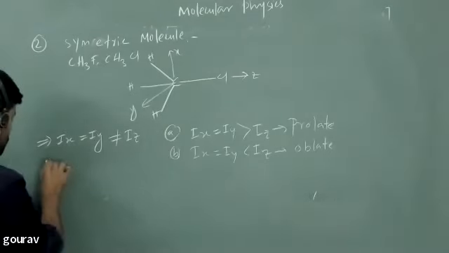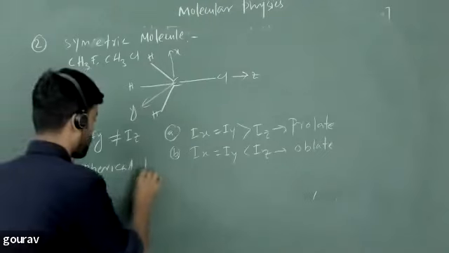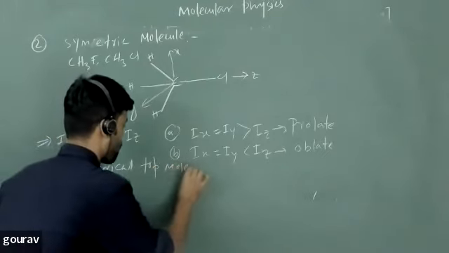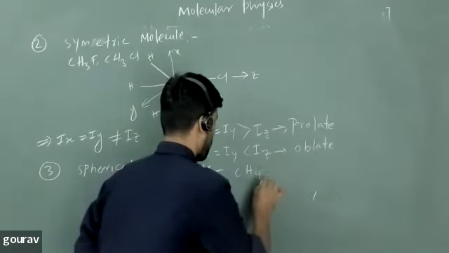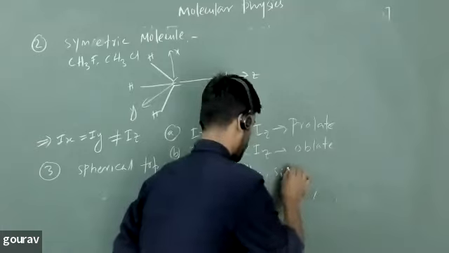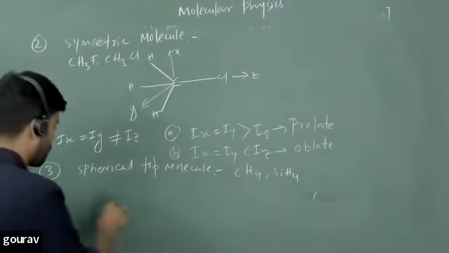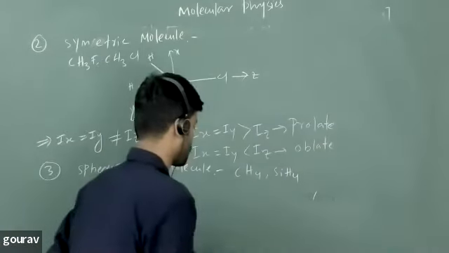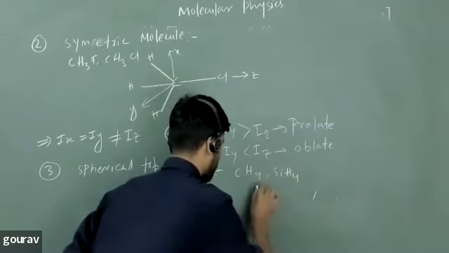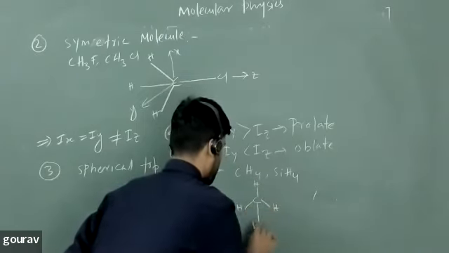Okay. Next you have the spherical top. Examples: CH4, SiH4, SiF4, and so on. So in this case, Ix will be equal to Iy and it will be equal to Iz. So if you draw the structure of CH4, it will be like this.